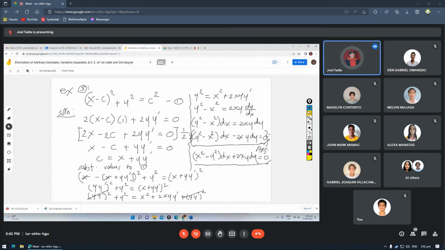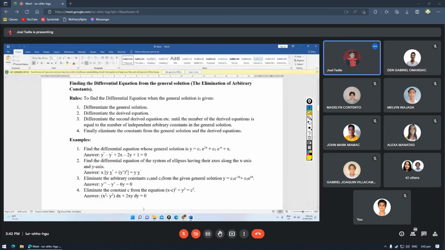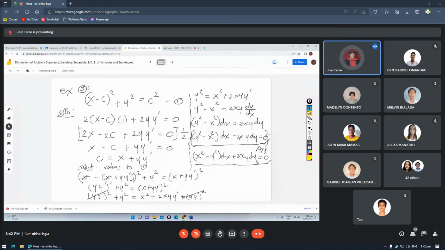Kung mag-multiply ta both sides by negative sign. So there is atong notes, ang atong answer kani siya. Quantity x squared minus y squared times dx plus 2xy dy equals 0. So, mo ni siya guys, no? Ang final answer. As I said, kung ang inyong answer dirira mo sa derivative form is okay ra gyapon, no? Y squared equals x squared plus 2xy y prime.